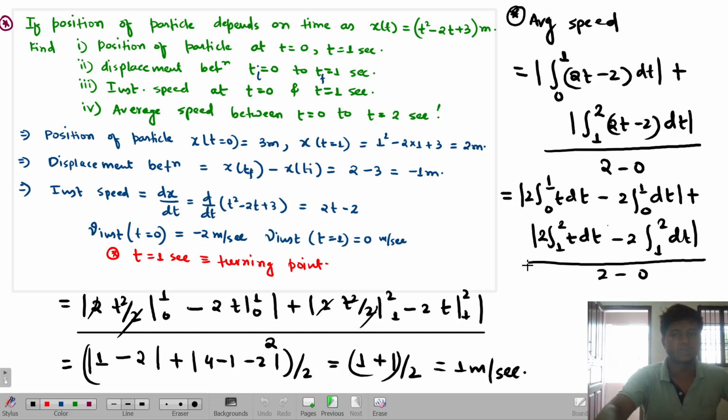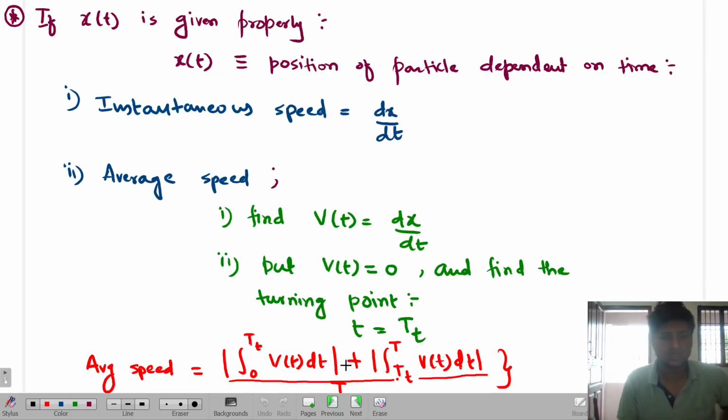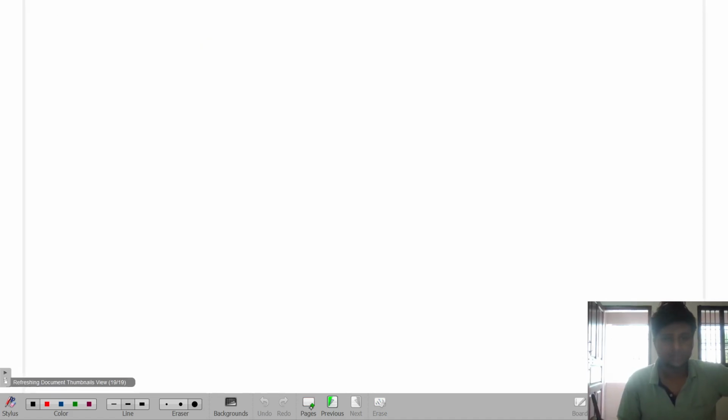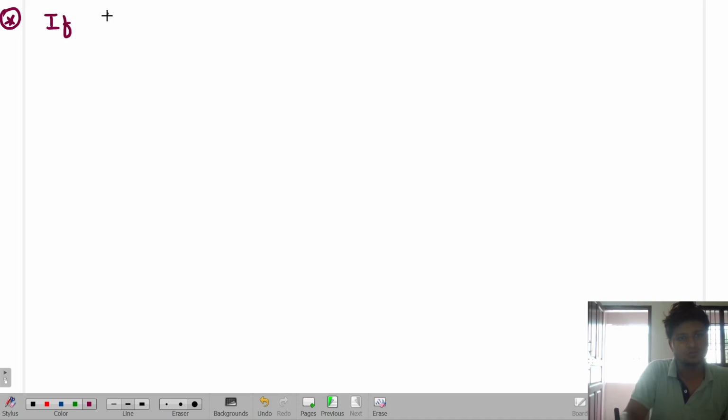So see, my point is try to solve it, guys, don't take tension regarding that. It will automatically get clear slowly. It will take some time to clear. Okay, go ahead. So you got to know how to find things if vt is given, if xt is given, and how to calculate average speed, instantaneous speed, displacement, position, everything. The next part is, if vt is itself given, meaning if velocity dependent on time is given.